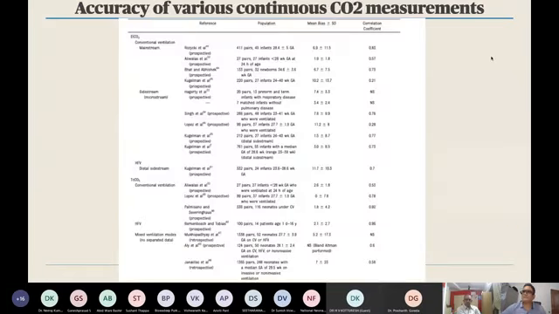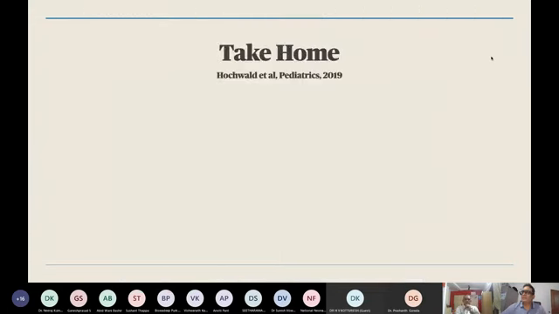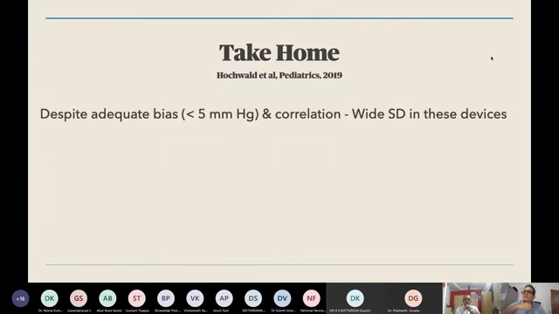And there are lots and lots of studies comparing different types of continuous CO2 monitoring. On the take home, this was a review article published by Hochwald et al. in Pediatrics. The take home message is the bias is very less, which is very good. When you compare one device with another device, the mean difference is very less. It is less than 5 millimeters between devices, and the correlation is also good. But there is wide standard deviation amongst these devices, so you have to be slightly careful.